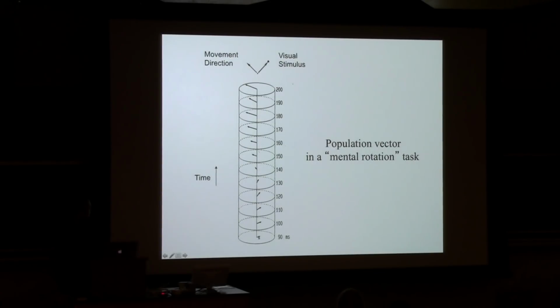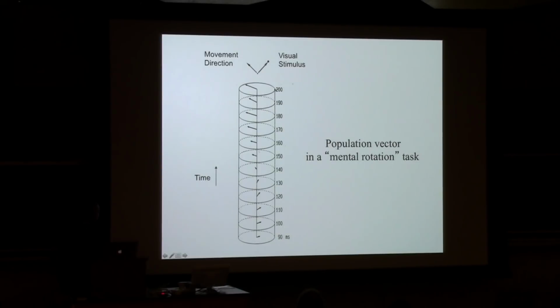These are the population vectors you get from the activity of the neurons. You can compute that because first you have to measure the preferred direction of each of the cells. Once that's done, for this particular task you measure the activity of these cells. In the beginning you see a little vector, because activity is not that large, so the vector's length is short. Eventually it becomes longer and longer, and it seems like it's rotating.